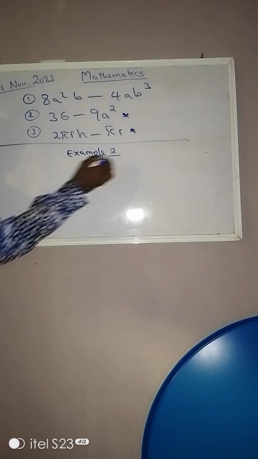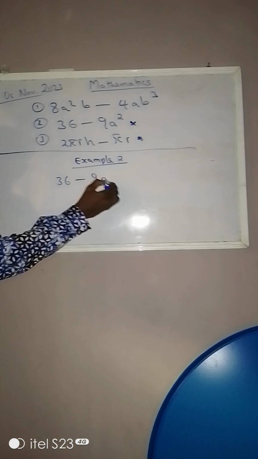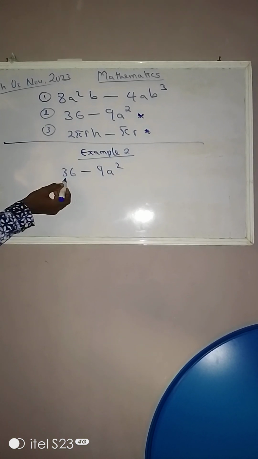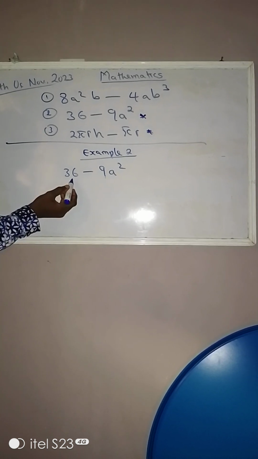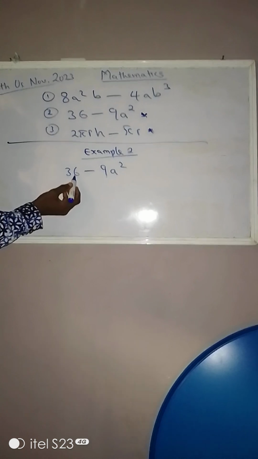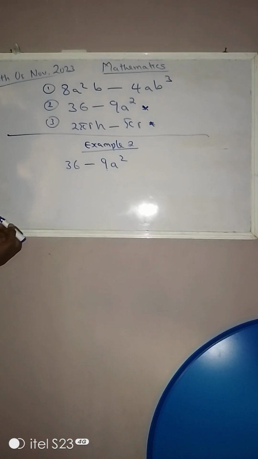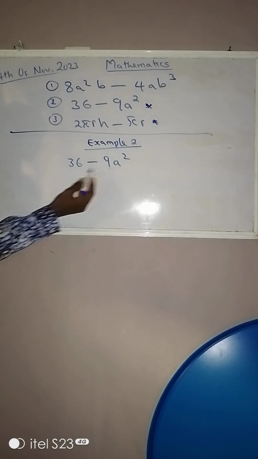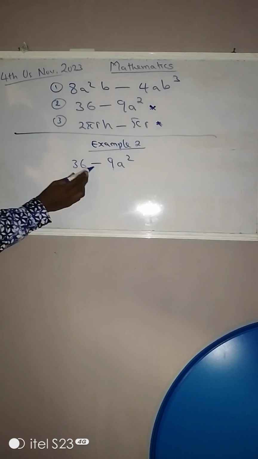Number 2, where we have 36 minus 9a squared. You can see that 36 has a perfect square, which is 6, and 9 has a perfect square, which is 3. So this is a good example of binary factorization with two perfect squares. So what are we going to do? In this case, you are going to alter the negative sign between the two.